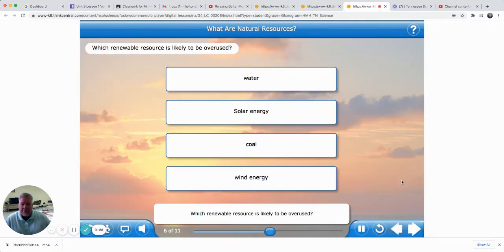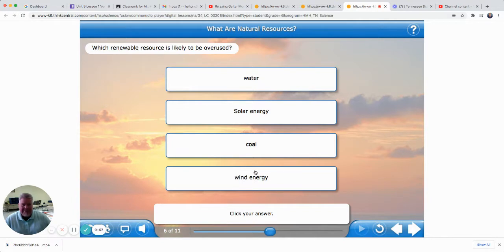Which renewable resource is likely to be overused? Click your answer. Okay, so overused renewable resource: water, solar energy, coal, or wind energy. Which one do you think makes sense? Well, we're not going to pick coal because coal is not a renewable resource. It's a fossil fuel. So X, not that one. So water, solar energy, or wind energy. Which one do you think we could overuse?